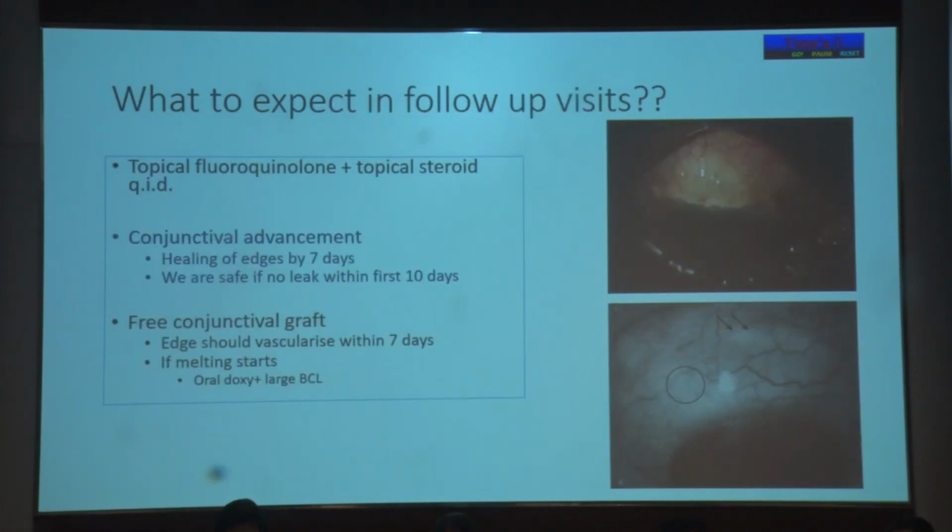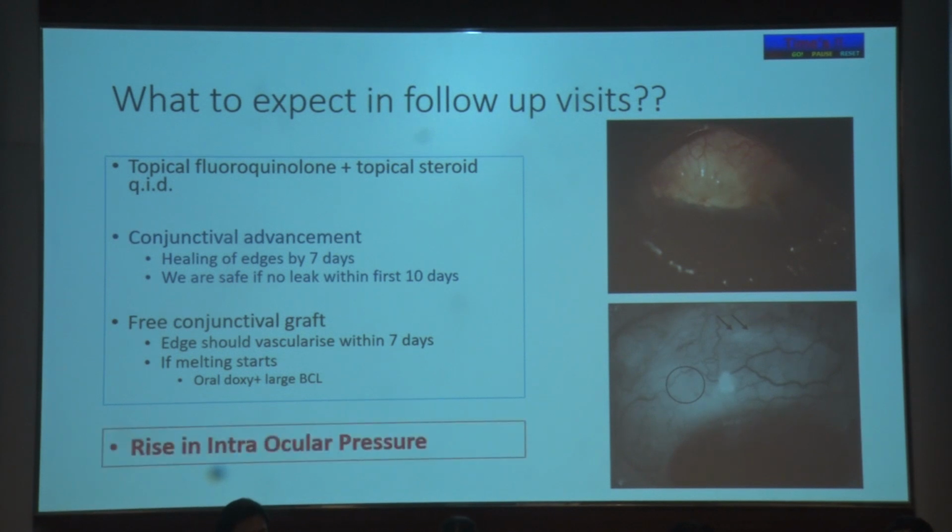So what to expect in follow-up visits? I usually start with a topical fluoroquinolone with a topical steroid 4 times daily. If I do a conjunctival advancement, I usually expect healing of the edges by 7 days, and we are safe if there is no leak within the first 10 days mostly. If there is a free conjunctival graft, the edge should be vascularized within 7 days, and if there is melting or there is a chance of necrotic edges, it is better to start oral doxycycline and application of a large bandage contact lens and assessing the patient every 7 days over a period of a month or so.